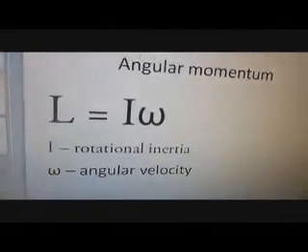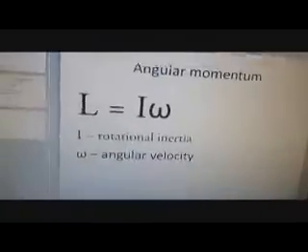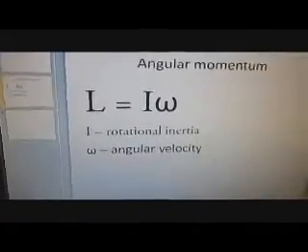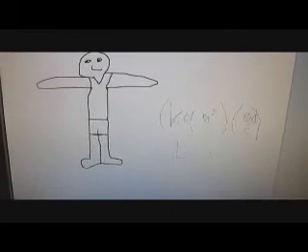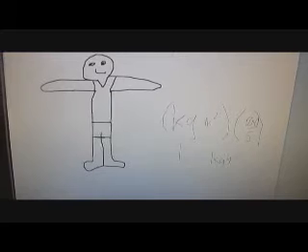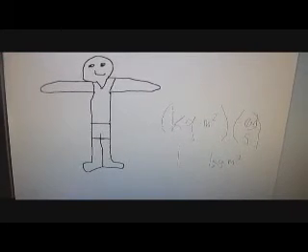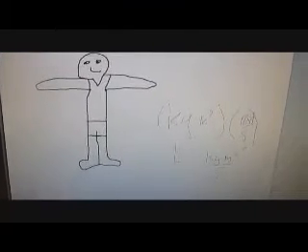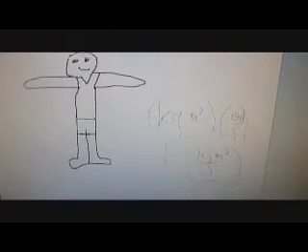So L is I times omega. The unit for I is kilogram times meter squared. Therefore, the unit of L is kilogram meter squared per second. Recall that radians is not really a unit, so we can just leave it out. This is the unit for angular momentum, kilogram meter squared per second.